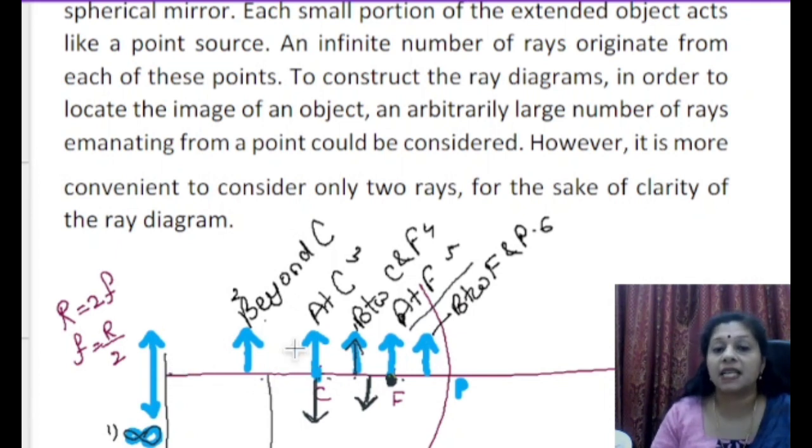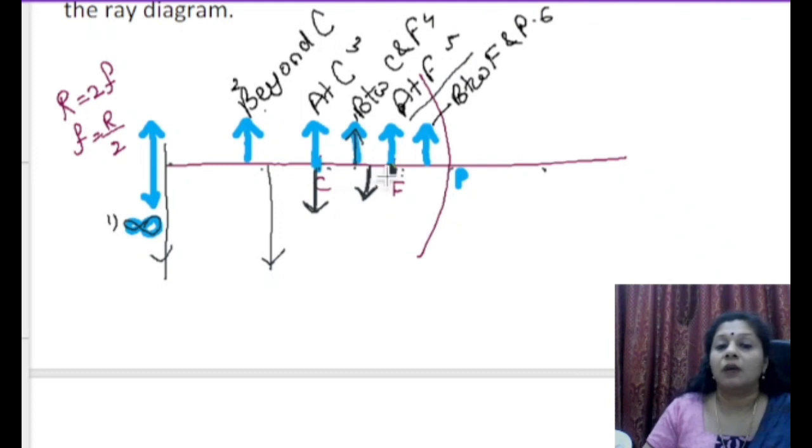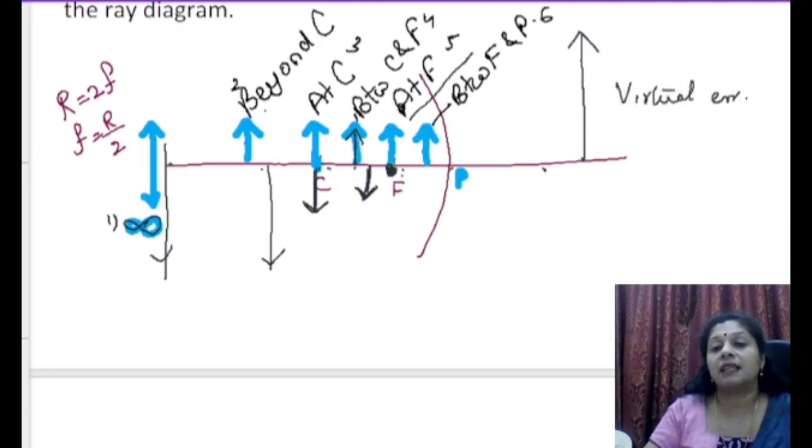Now where is the place? This side, right? Only at this point between F and P, our image will be formed on the other side. It's a highly enlarged image. And since it is formed behind the mirror, it is virtual and erect, because here the rays cannot meet behind the mirror, so it's a virtual image. And since it is virtual, it is erect also, and it is highly enlarged.